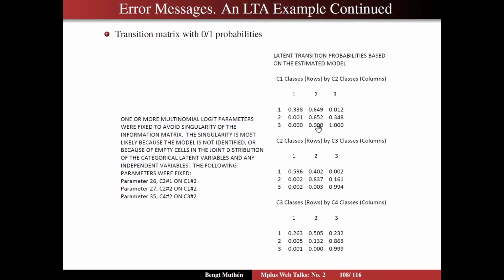We note that we have zeros here in the bottom row, but we're saying C2 number 1, that's column 1, and C1 equals 2, that's this value. And the next one, C2 2 and C1 2, that's this value. So why are those fixed and not these? Well, that has an explanation too.